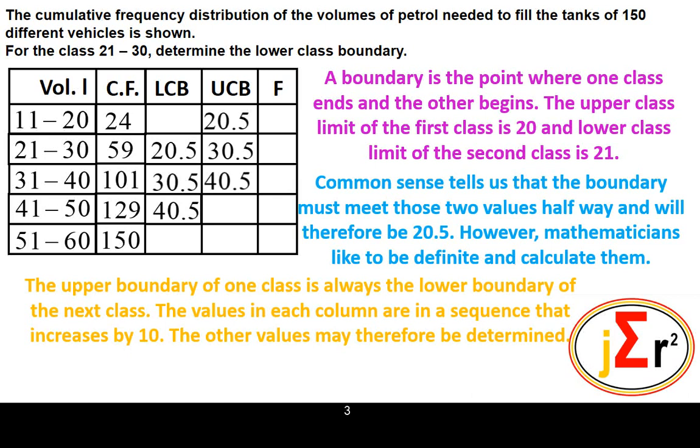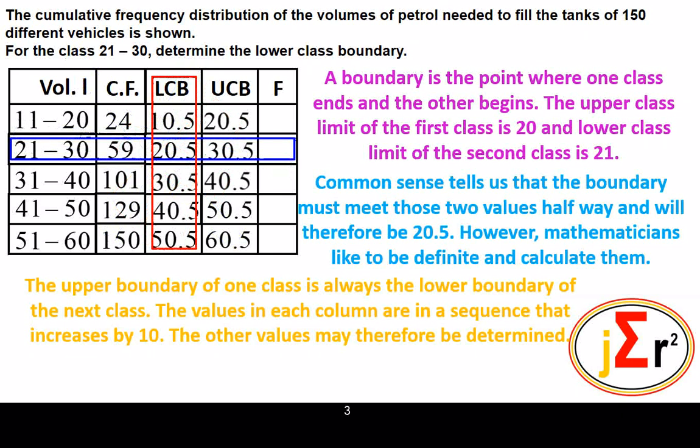We are not just saying that it is increasing by 10, because if we go in the other direction, we are decreasing by 10 also. So these are increasing by 10, and we can therefore place the remaining values here. Of course, if we do this, we are also increasing by 10. But if we go in the opposite direction, we are decreasing by 10, and it's going to be very clear to us that the lower class boundary of the first class will be 10.5. So there are your other values.